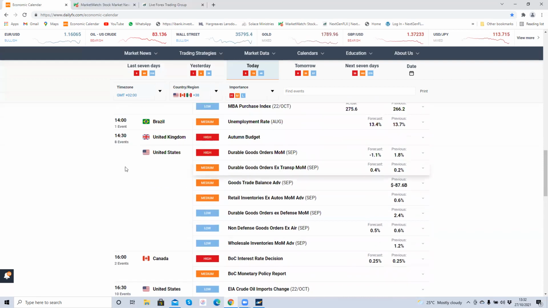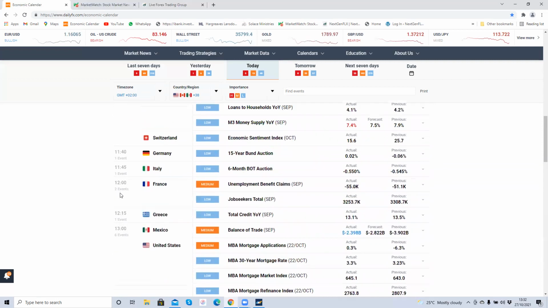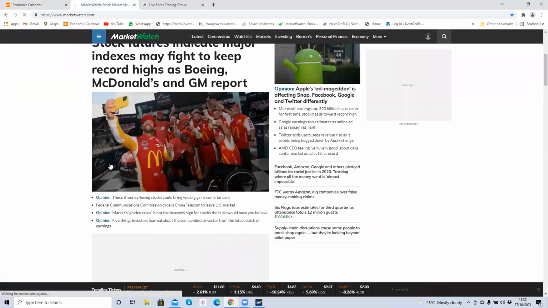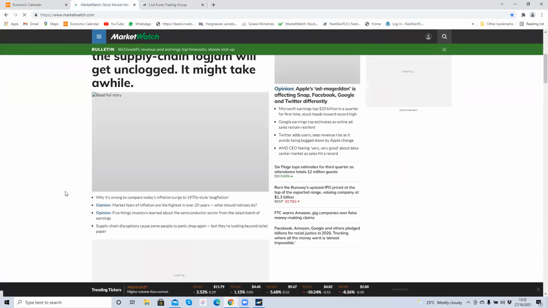But for the Euro-US dollar, we can start trading it at 2:30. We will avoid trading the Euro-US dollar prior to 2:30, prior to the US durable goods orders report. So that's the plan.